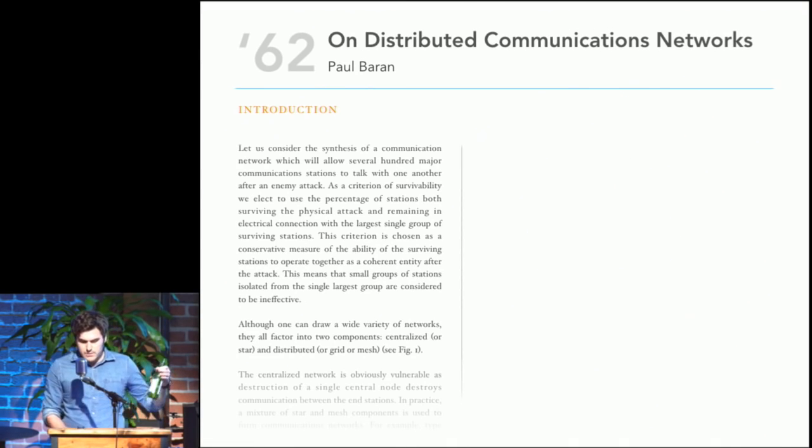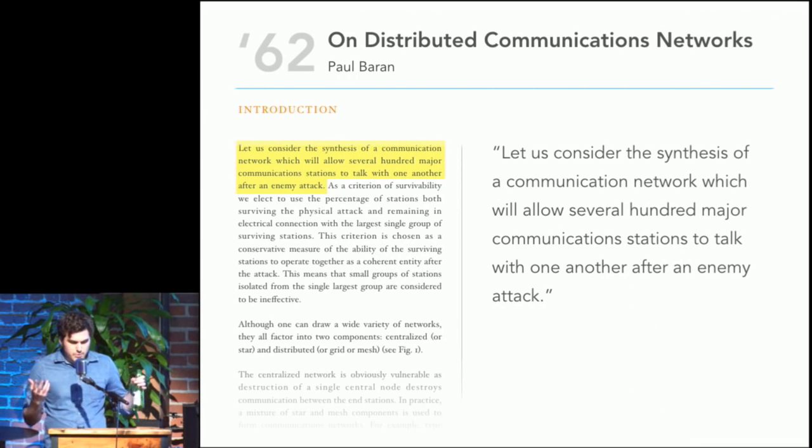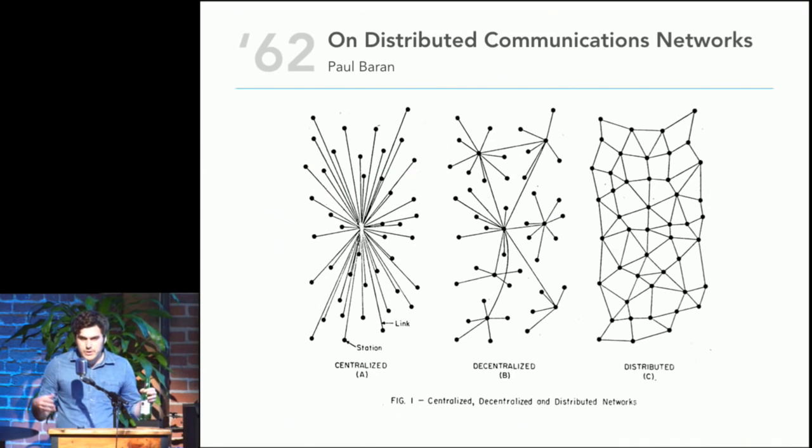And the opening phrase is pretty simple. It kind of just asks you as a reader to consider the synthesis of a network which will allow several hundred communication stations to talk to each other after an enemy attack. And so the very beginning of the paper posits that essentially you only have 3 types of topologies, right?